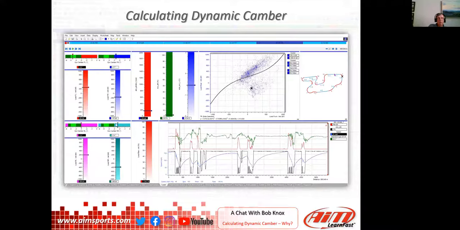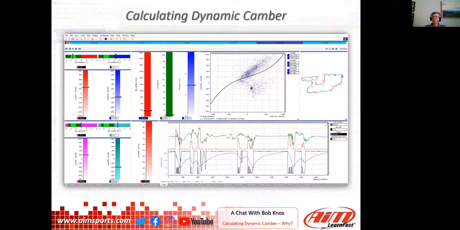And basically what that represents is a calculation of dynamic camber. That is, I'm using the data system to tell me what the camber is in the moment, in the corner. And you can do a distance graph plot of this and you can see it, but it doesn't mean quite as much, I don't think, as if you see it this way.